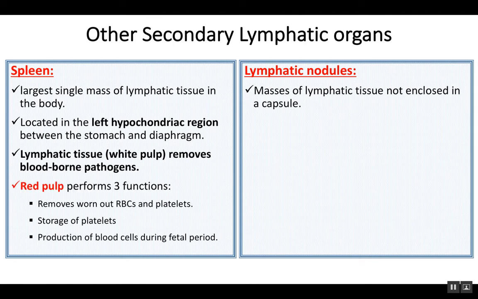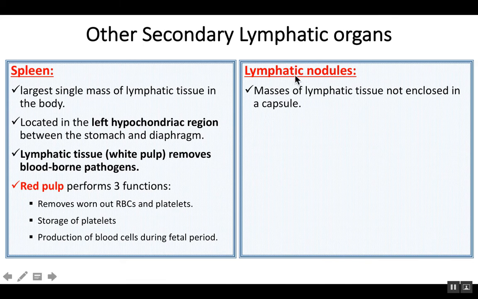And red pulp, which we've already learned what the red pulp does. Removes worn out red blood cells and platelets, stores platelets, and as a fetus, it's where blood cells are produced. But this white pulp is the new idea, in that you've got a lot of immune cells that can remove blood-borne pathogens. Any pathogen that has gotten into your bloodstream, we can use our spleen to get them.